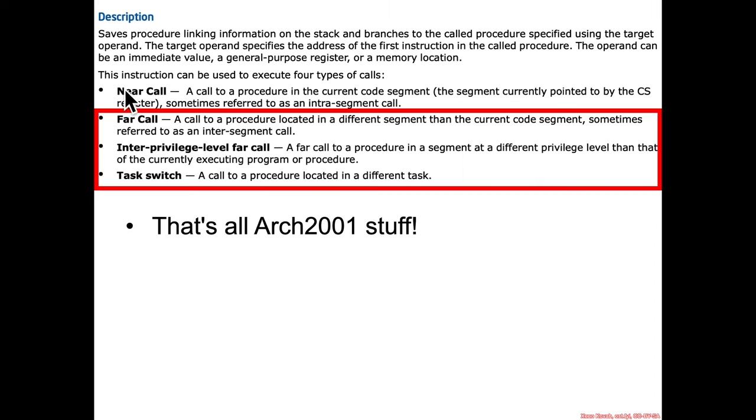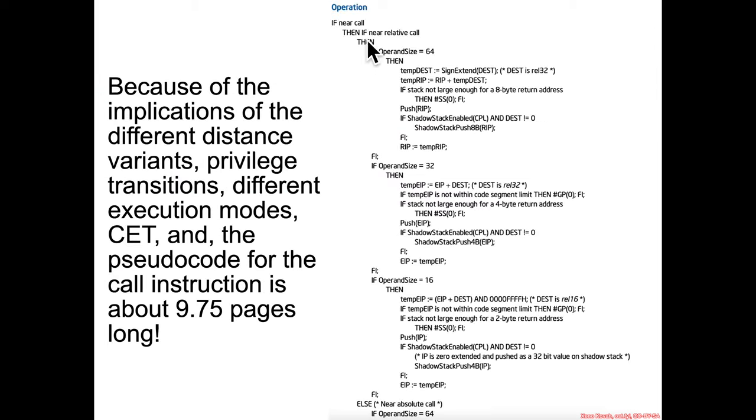All right, so in the description, there's a whole giant section of description, but out of all of these, it's the near call that we care about, and all the rest of this is Architecture 2001 stuff. So you can try to read the description, but it's got all of these various permutations of stuff that we don't know about yet, but which you can learn about in 2001. Furthermore, the operations section is crazy long pseudocode. It's almost 10 pages long of pseudocode talking about if this or that or that or that.